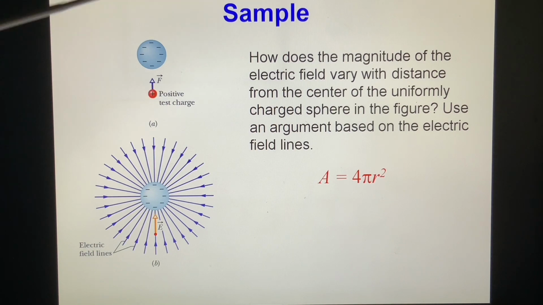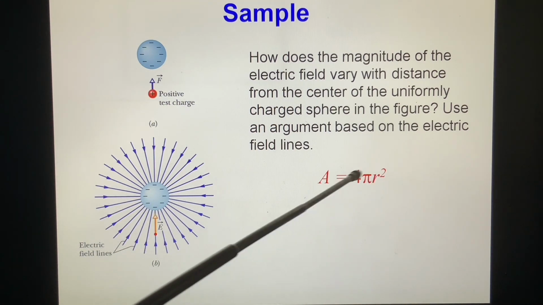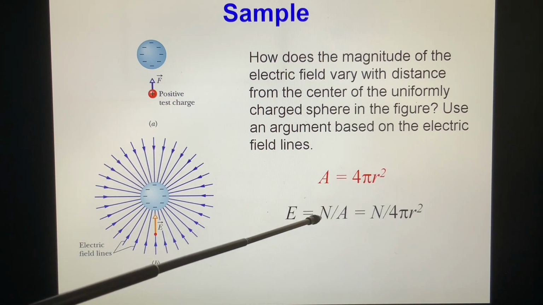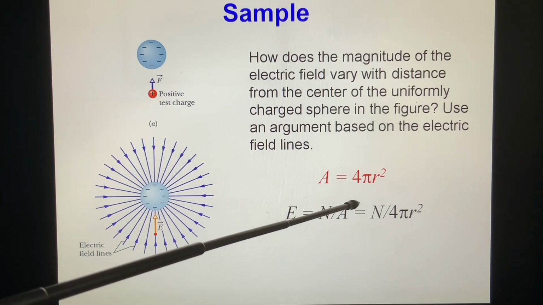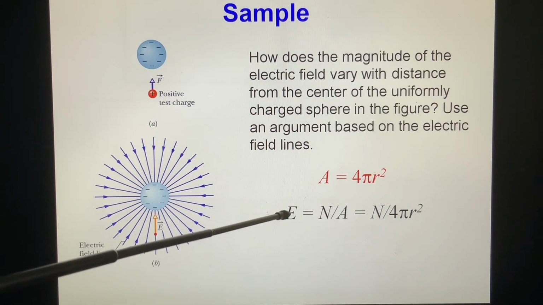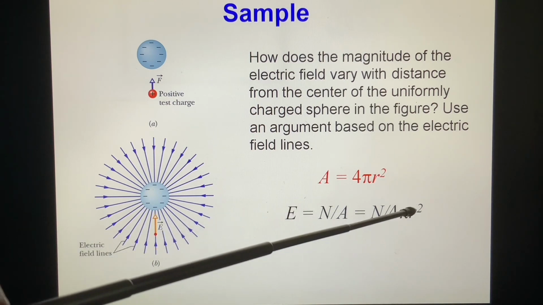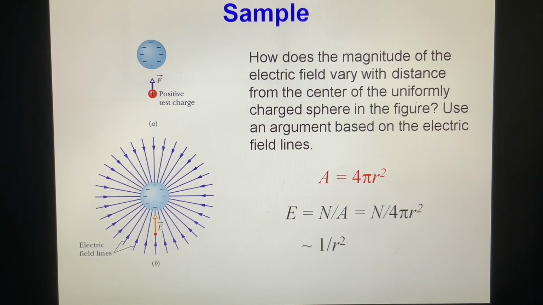we get a sphere shell. Okay, a sphere shell. And the area of the sphere shell is 4 pi r squared. And the number of field lines per unit area is the total number divided by the area. This is proportional to E. So we know that E is proportional to 1 over r squared.